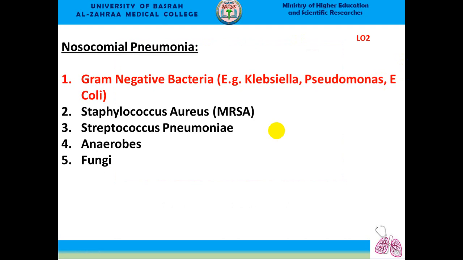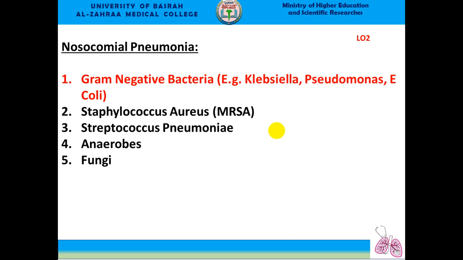Well, the hospital-acquired pneumonia on the other side, which we call nosocomial pneumonia, the most common microorganism here is not Streptococcus pneumonia, but gram-negative bacteria, like Klebsiella, Pseudomonas, and Escherichia coli. Why? Because these are the types of microorganisms that are very common in the hospitals. And the patient will get these microorganisms from the hospital while he is being admitted for another reason, as I said.